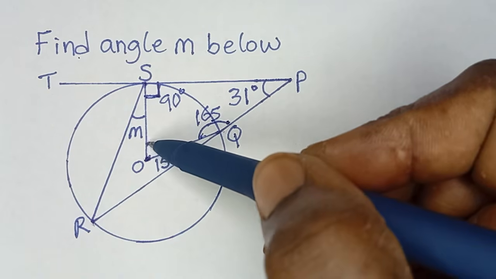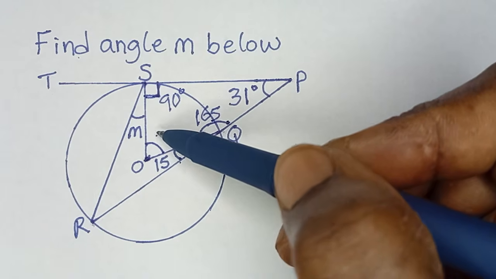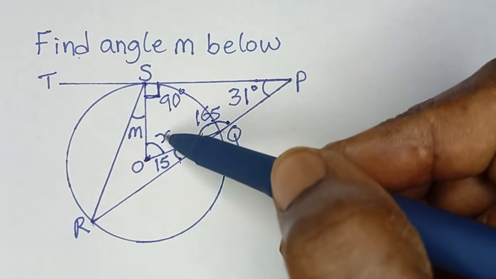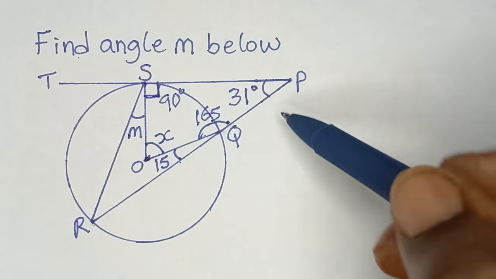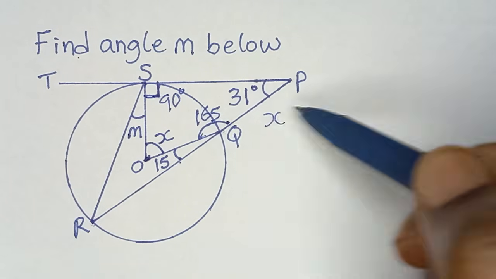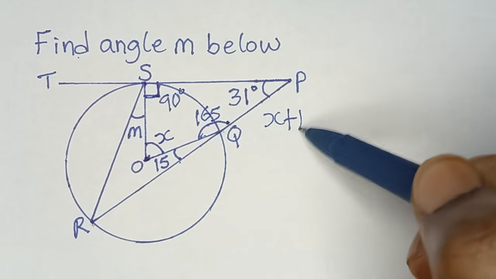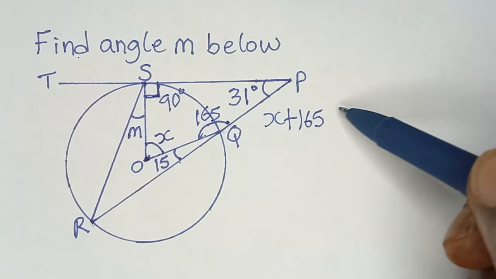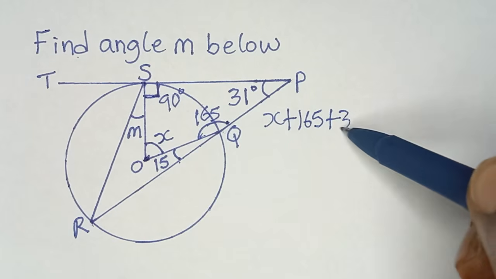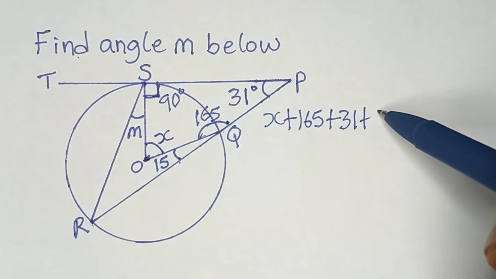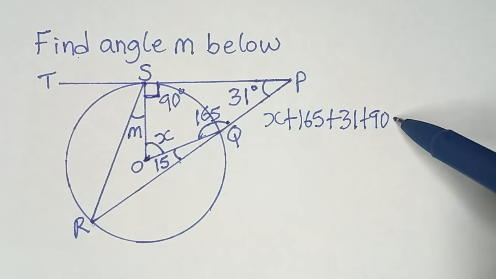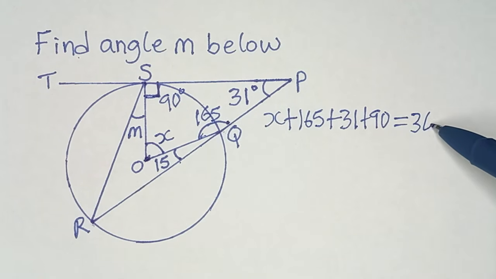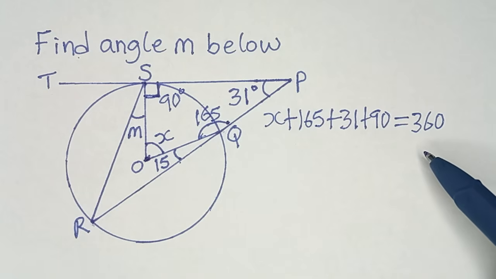So we now have three angles inside the quadrilateral. We can now find the fourth angle. Let's call it angle X. Then you agree with me that X plus 165 plus 31 plus 90, all the angles in the quadrilateral, will give us 360. Don't forget, the sum of angles in a quadrilateral is 360 degrees.